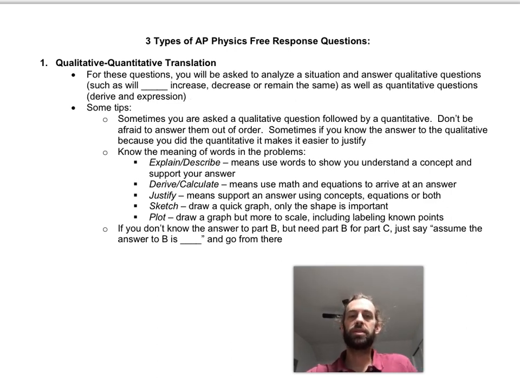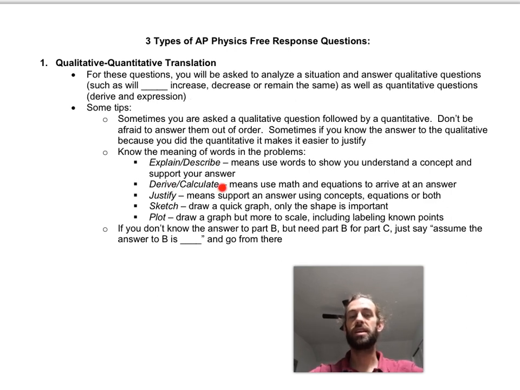I also want to talk about the meaning of some of the words that you'll see in these types of problems. So the first set is explain or describe. That means you want to use words to justify your answer. So when you see explain or describe, don't derive. Certainly you can make reference to an equation. For example, if you wanted to say that Newton's second law tells us that force and acceleration are directly proportional, that's great and that's perfectly okay. But your main source of justifying your answer should be words.